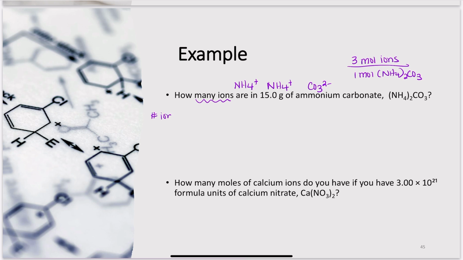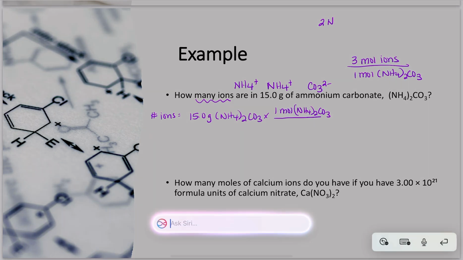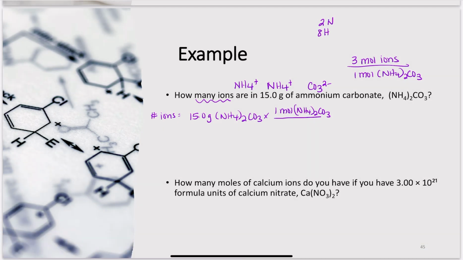So how many ions? Well, I've got 15 grams of ammonium carbonate. First thing you do is convert to moles. I need the molar mass to do that. When I add up the molar mass, I have 2 nitrogens, I have 8 hydrogens, 1 carbon, and 3 oxygens. So check yourself, but you should get 96.09 grams per 1 mole for the molar mass.